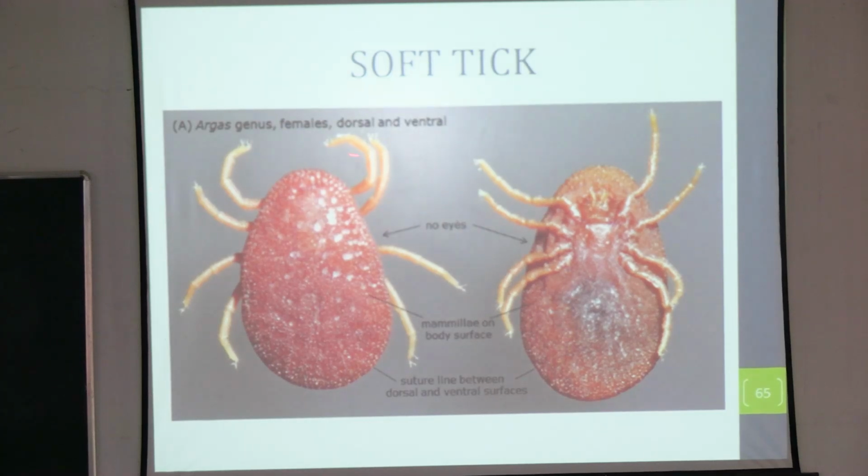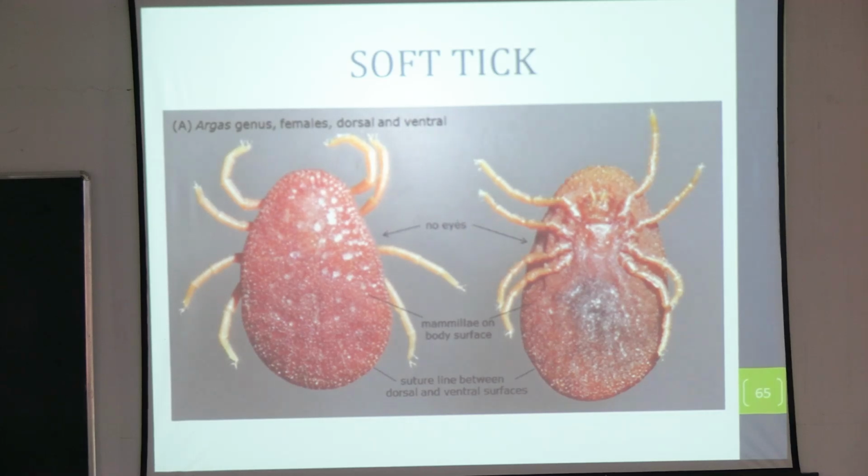Finally, soft tick. It looks like this. They do not have any dorsal shield. They do not have any capitulum visible from the dorsal surface. On the ventral surface, the head can be seen. Otherwise, these soft ticks cannot be seen. Okay? So these are the usual features of the hard tick and the soft tick.